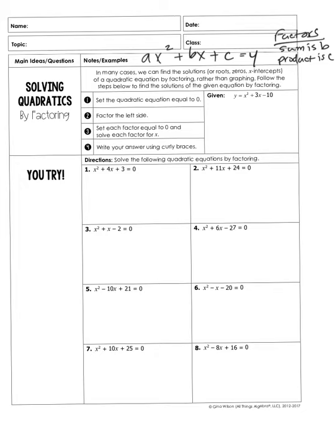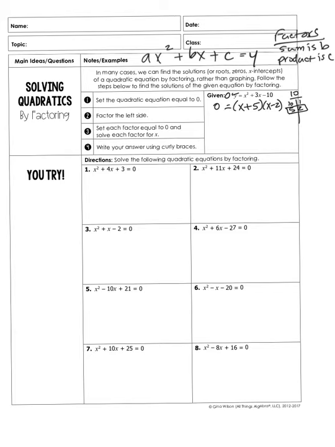Okay, so it says set the quadratic equation equal to 0. So we're going to replace this y with a 0, and then we're going to factor. We're looking for factors of 10 that add up to equal 3. So there's 10 and 1, 5 and 2. Okay, 5 and 2. So that's x plus 5, x minus 2. And this is the way it has to be, right? Because 5 times negative 2 is negative 10.